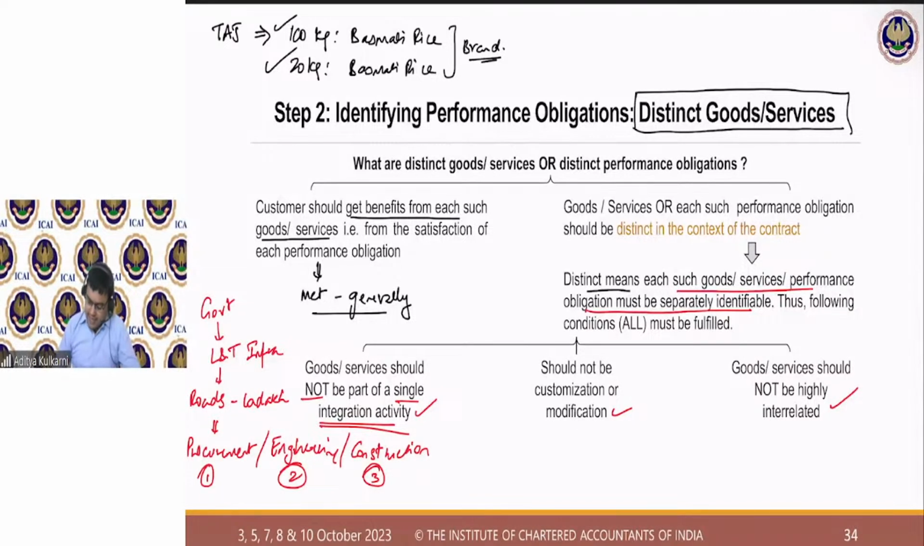Okay. So now, goods or services should not be part of a single integration activity. First one. Second one, should not be customization or modification. Suppose we are all connected through devices. You are watching it on a laptop or iPad or mobile phone, whatever it is. Okay. So you and I are connected through devices. It may be iOS, it may be Android, it may be Windows, whatever it is.